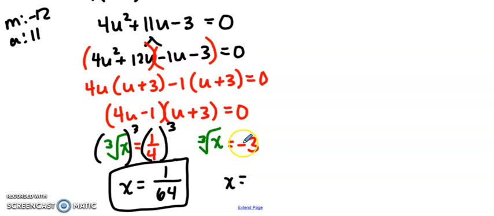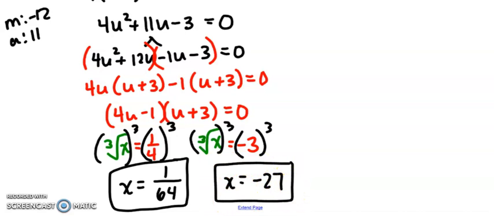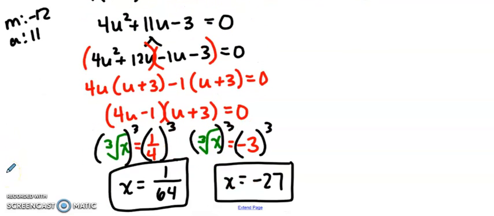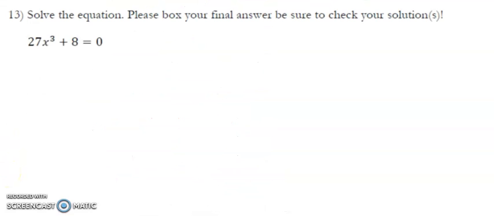And x is going to be equal to negative 3 cubed, which will end up being negative 27. And I do believe both of those work when you go back and sub in. All right, solve the equation. Please put a box around your final answer and be sure to check your solutions.